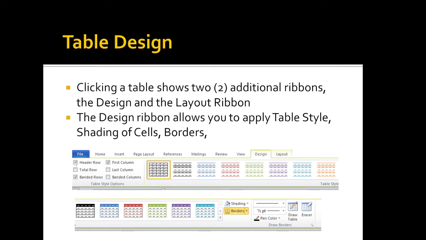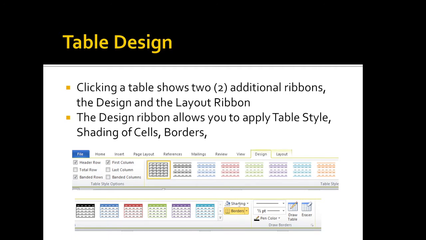Let's say, for example, do you have a header row? Just click on this. Do you want banded rows? Then you click on this. Banded rows means you have alternating colors. And do you have a first column? Do you have a special format for the first column? Do you have a special format for the last column? You just check and then apply these formats here.